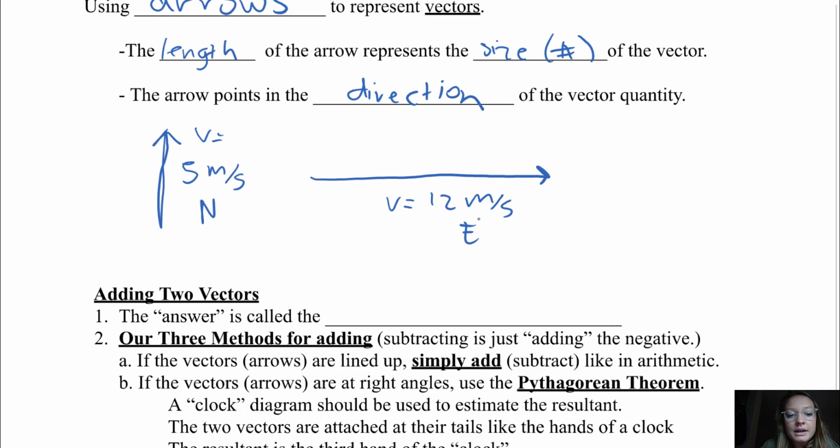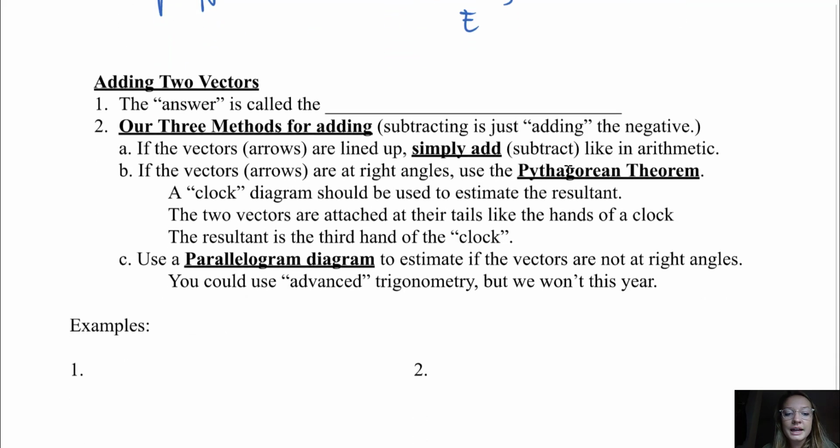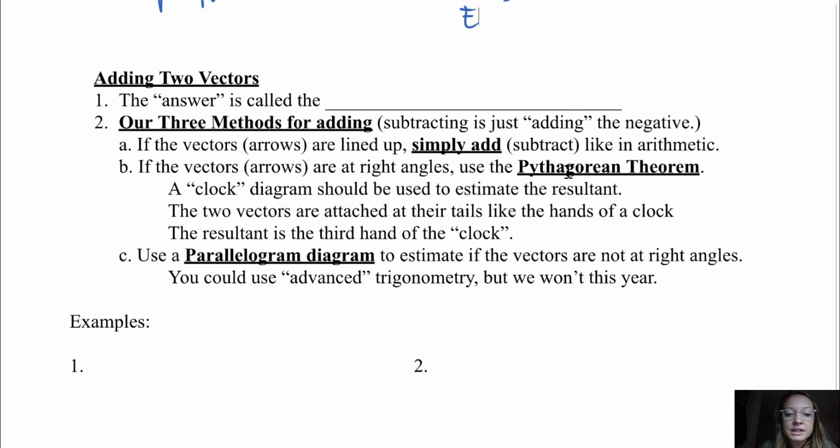So you can tell that the length of the vector represents how big it is. The one that's 12 is a lot longer, the one that's 5 is a lot shorter, and the direction points in the direction that the vector is going. So this one's pointing up because it's going north. This one's pointing to the right because it's going east. So we can actually take these vectors that are going in different directions and add them together. And our answer when we add these vectors together is called the resultant.